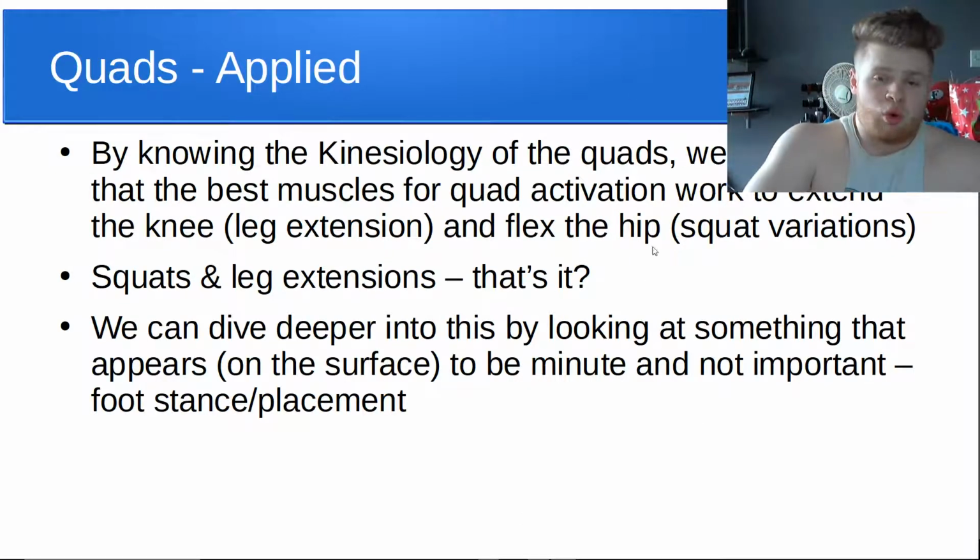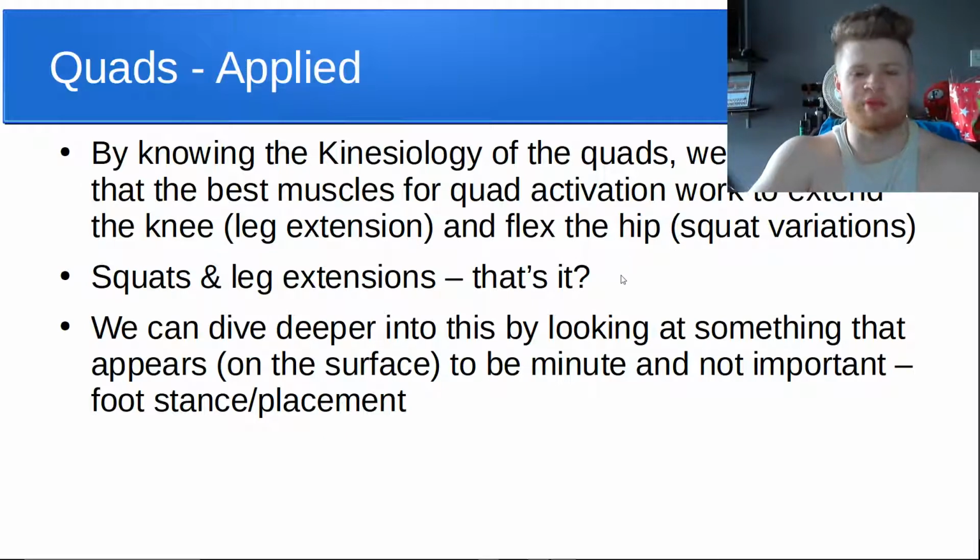By knowing that the quads work to flex the hip and extend the knee, we can conclude that the best movements for quad activation work to extend the knee, like a leg extension, and flex the hip, like the squat variations. So all we need to do to build a good set of quads is do movements that extend the knee and flex the hip. All we need to do to build a good set of quads is do squats and leg extensions.